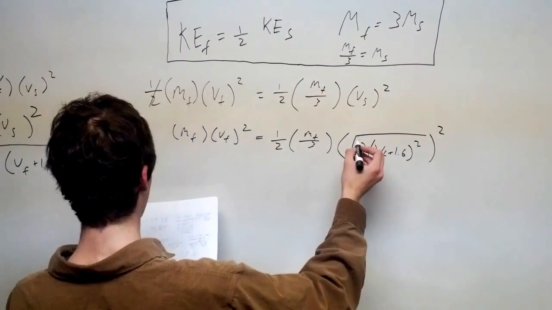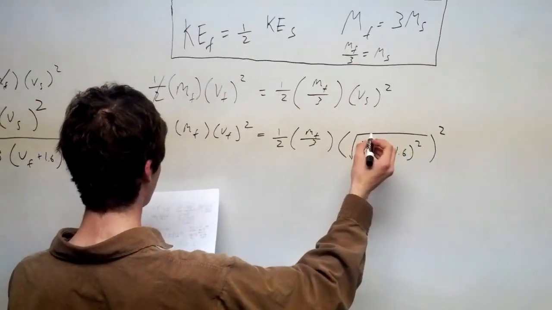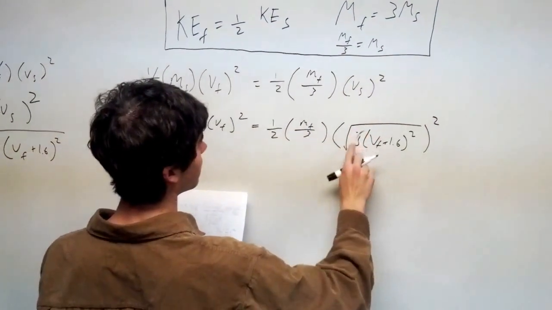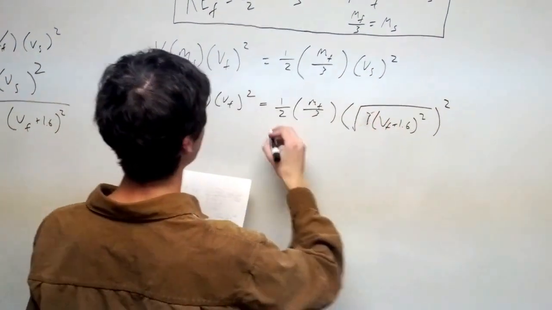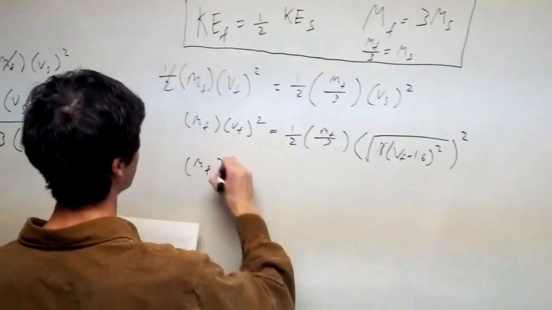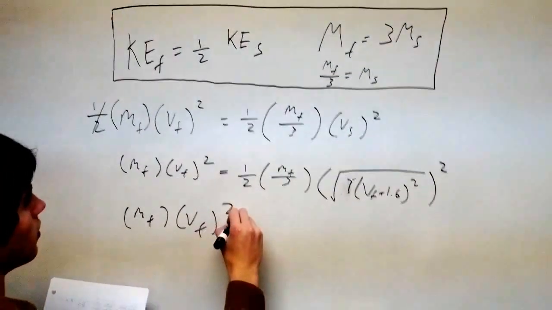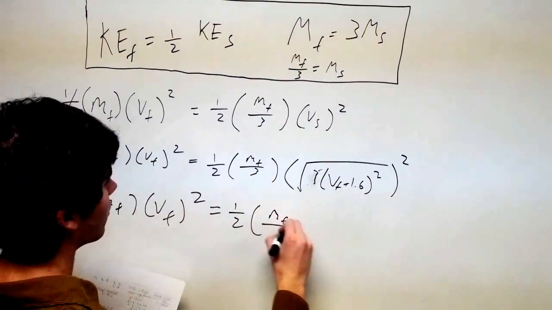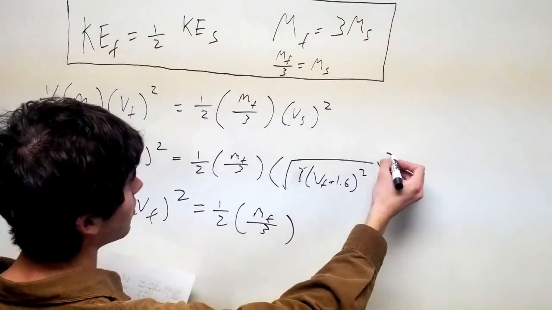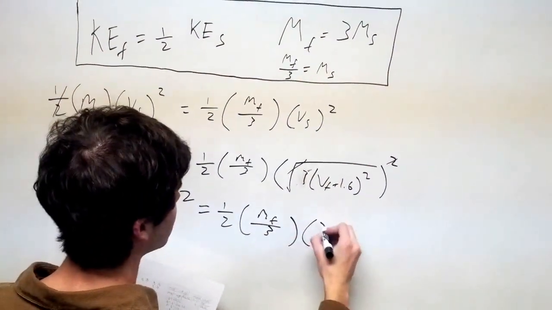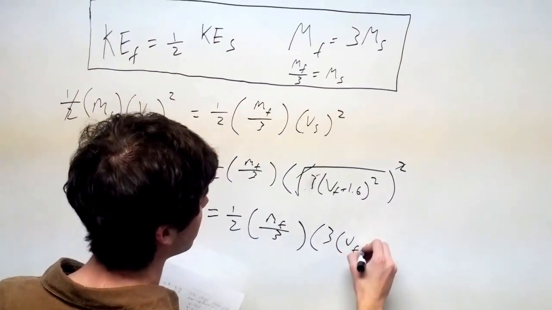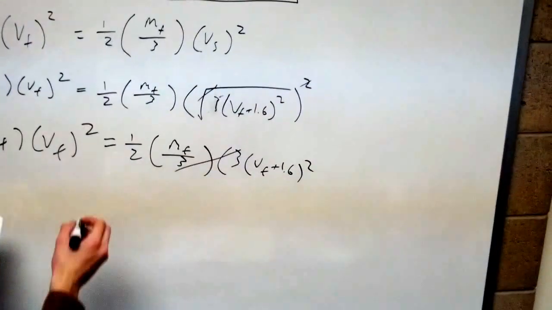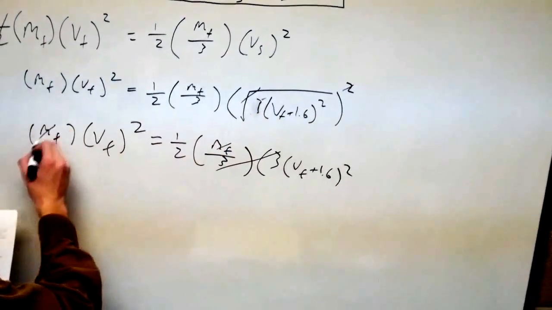So these 3's will cancel. Well, we can rewrite this as 1/2 mass of the father over 3. And then this square will cancel with the square root. So that times 3 VF plus 1.6 squared. And these 3's will cancel. And these masses will also cancel.